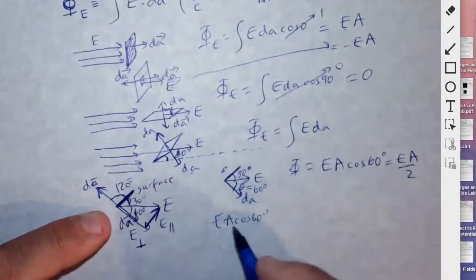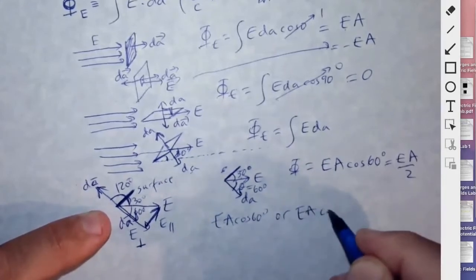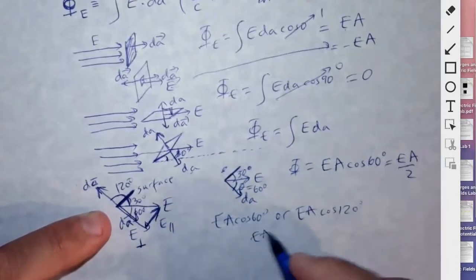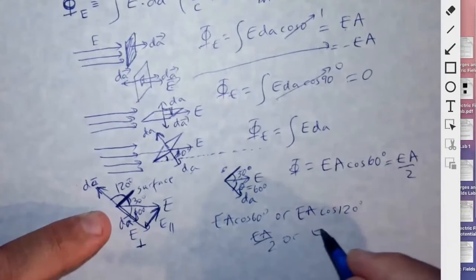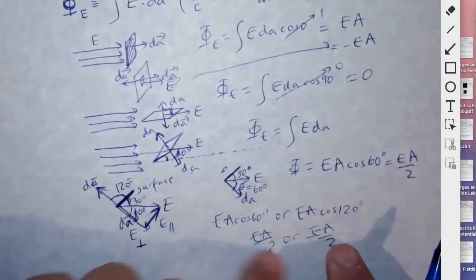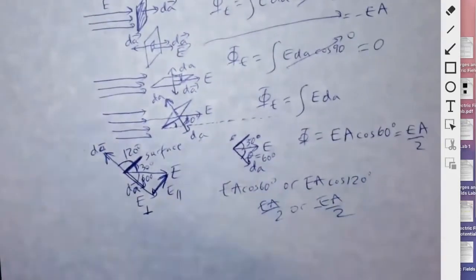So the answer is either EA cosine 60 or EA cosine 120, in which case it's either EA over 2 or negative EA over 2. You see, the answer doesn't really change much. It's just positive or negative, because a two-dimensional surface doesn't really have a definition for its area direction. It could be either way. So I'm going to give you another example of this.